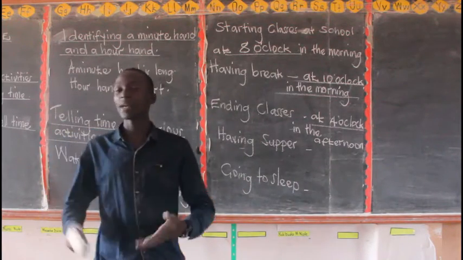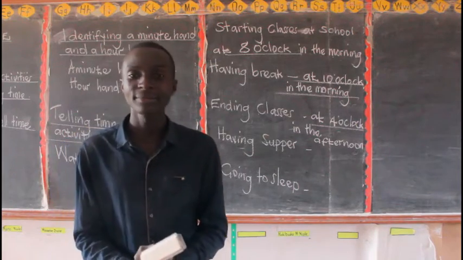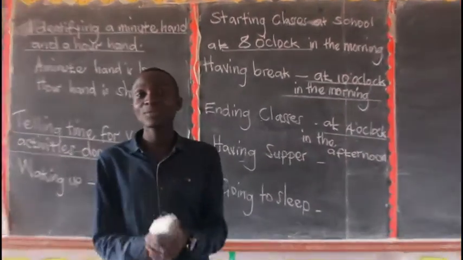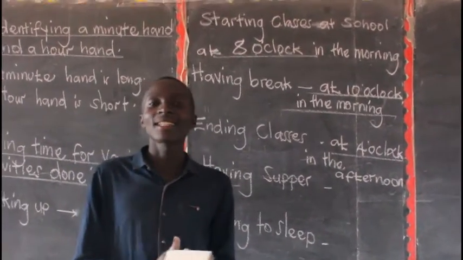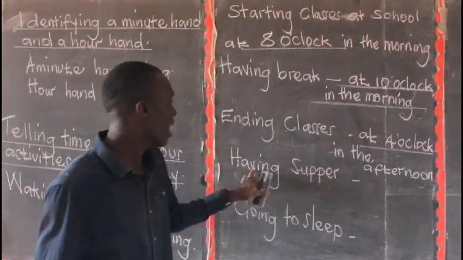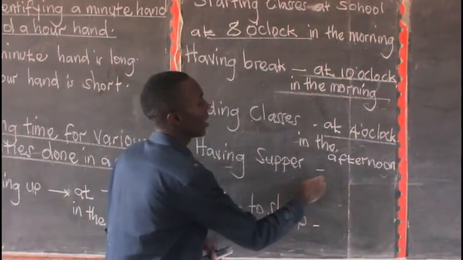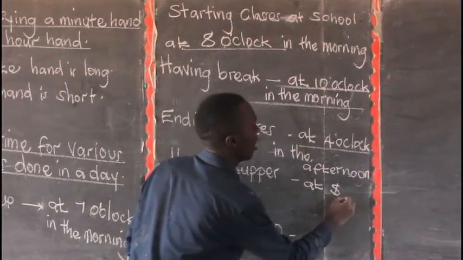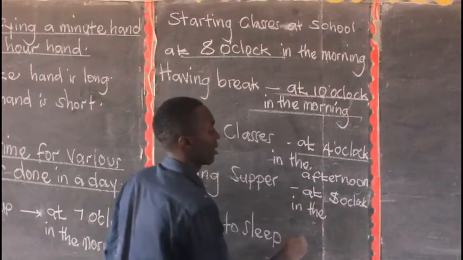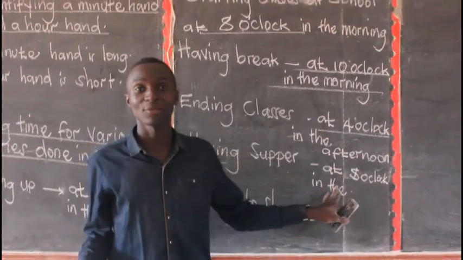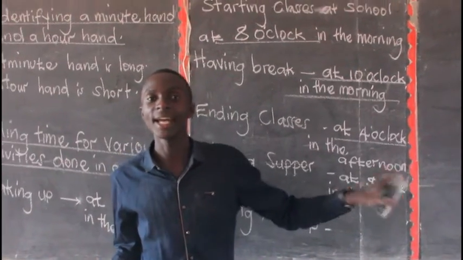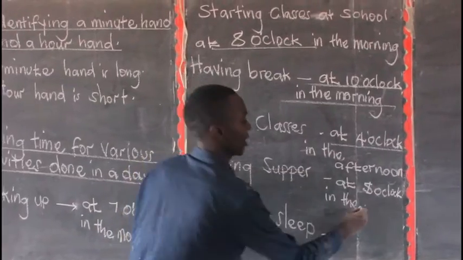Having supper. At what time do you always get your supper? Some of you get supper at 8 in the evening, some at 9 in the evening, and others. So we can say having supper at 8 o'clock in the evening, or you can say at night.